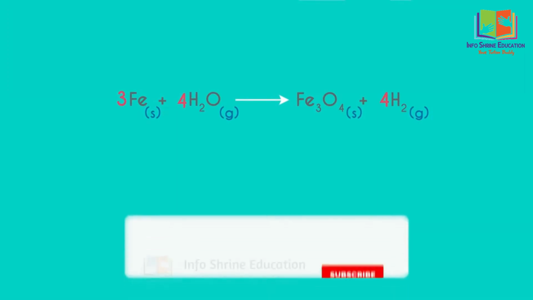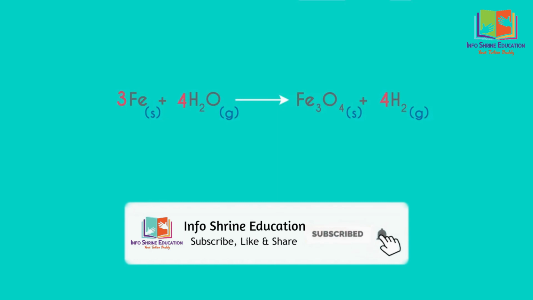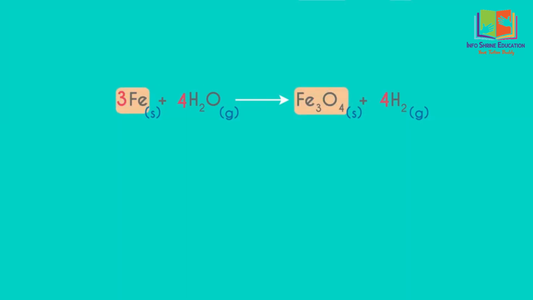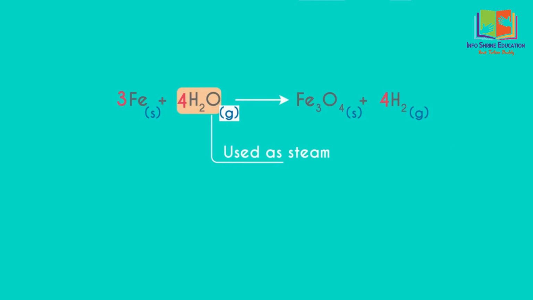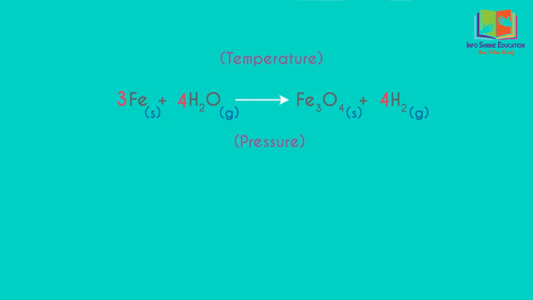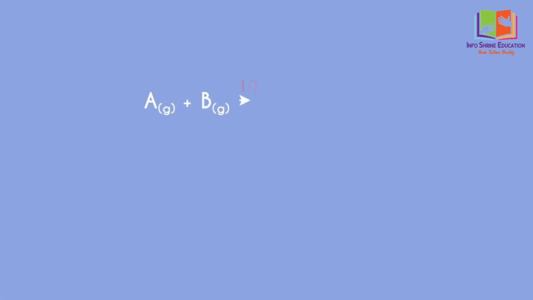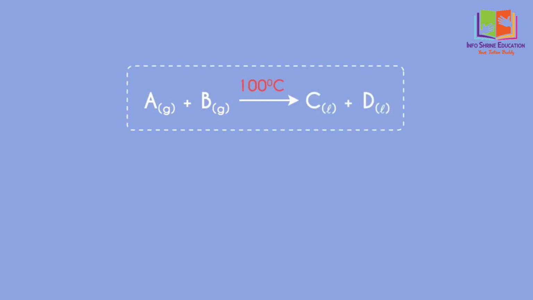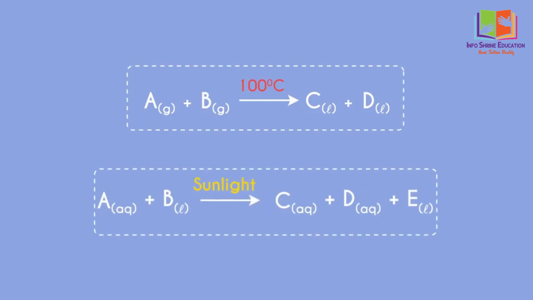This clearly gives us more information about the equation or reaction. These 2 compounds are in solid state, and notice that G is written next to water. It means that water was used in the form of steam in this reaction. And sometimes there are conditions under which the reaction occurs. Conditions like temperature and pressure are written above or below the arrow. So if 2 reactants A and B react at 100 degrees Celsius to give C and D, it is written like this. If the reaction requires sunlight, it can be written like this.